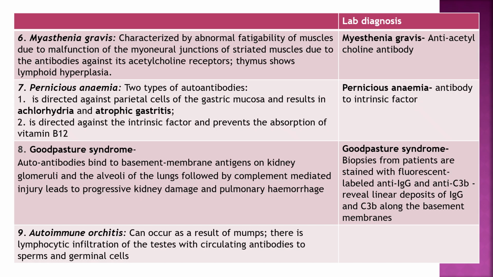Then ninth is autoimmune orchitis, which can occur as a result of mumps. There is lymphocytic infiltration of the testes with circulating antibodies to sperms and germinal cells.